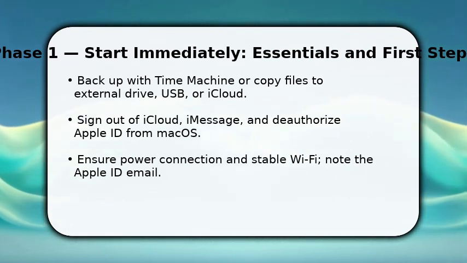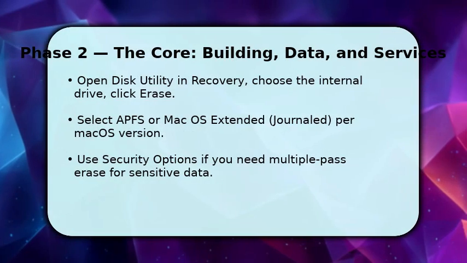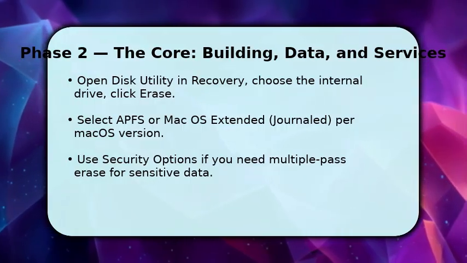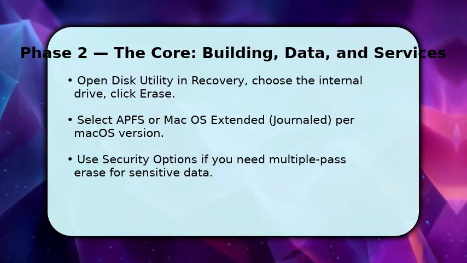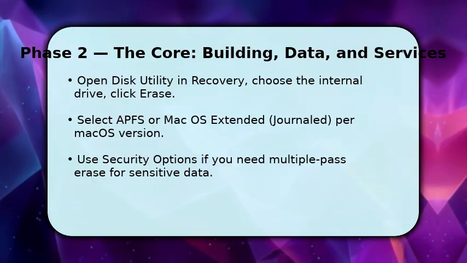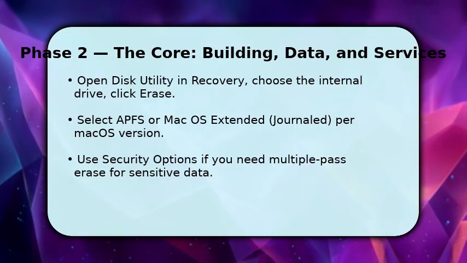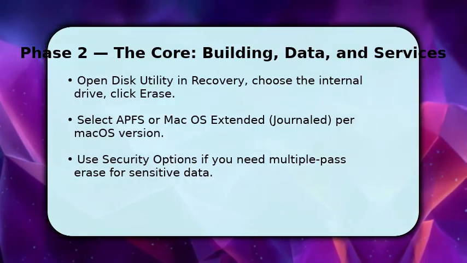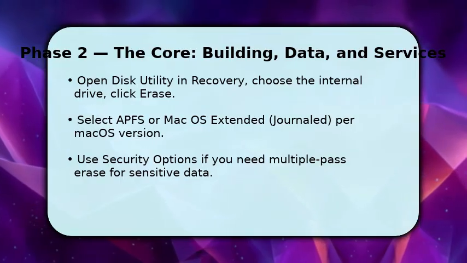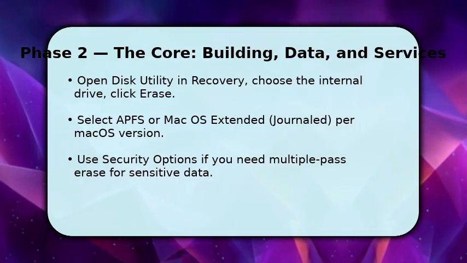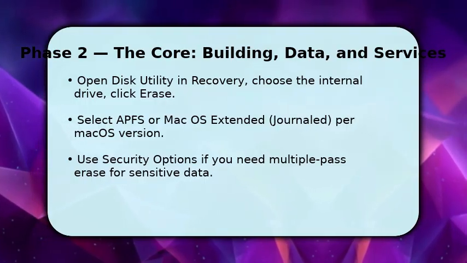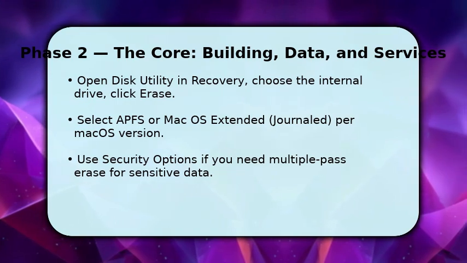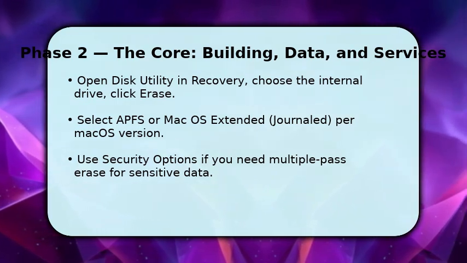Once in recovery, open Disk Utility and select the internal SSD or Macintosh HD. You'll click Erase and choose the file system, APFS for recent macOS versions or macOS Extended, Journaled for older systems, so the installer accepts it. Make sure to erase the correct volume, and if required, use security options for a stronger wipe. However, one-pass erase is usually fine for most users. After the erase completes, quit Disk Utility to continue to the reinstall step.